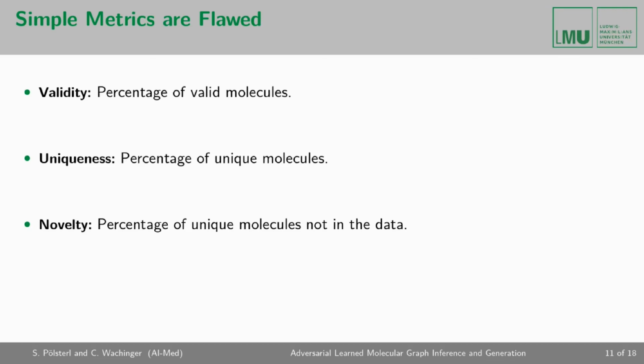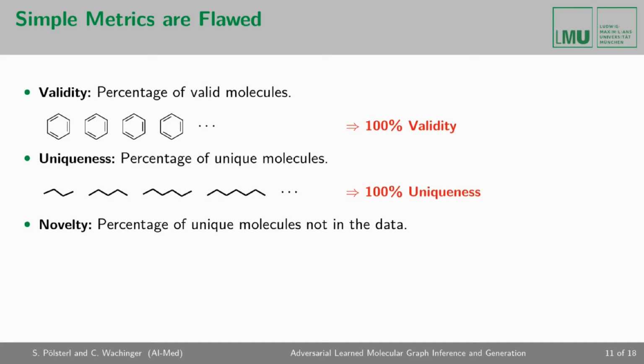Before diving into the results, it is important to have a closer look at the evaluation metrics that have been previously used. Those are validity, uniqueness, and novelty. If I want to have a perfect validity, all I need to know is how to produce one single molecule and just do that over and over again, as it's depicted here.